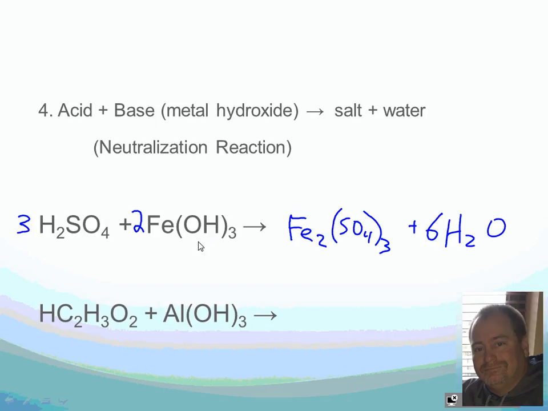Acetic acid, HC2H3O2, and aluminum hydroxide. I am going to swap once again. So my new salt is going to be aluminum acetate, right? Al, what's acetate charge-wise? Minus one, right? So I'm going to need three of them. My other product is water. Is it balanced? I need to balance.